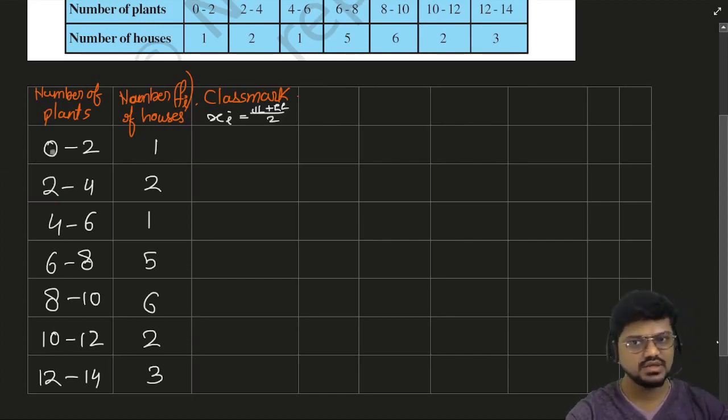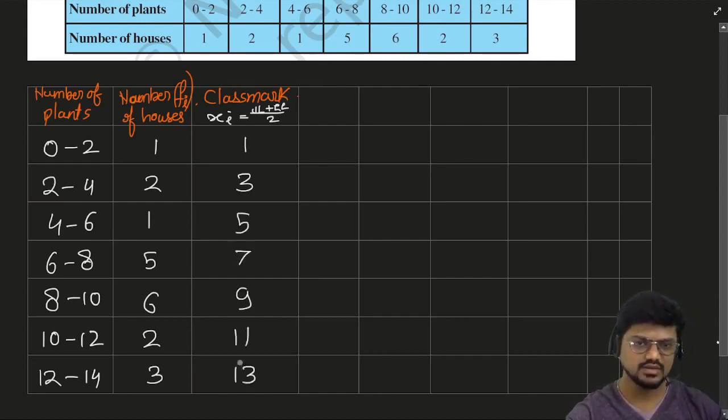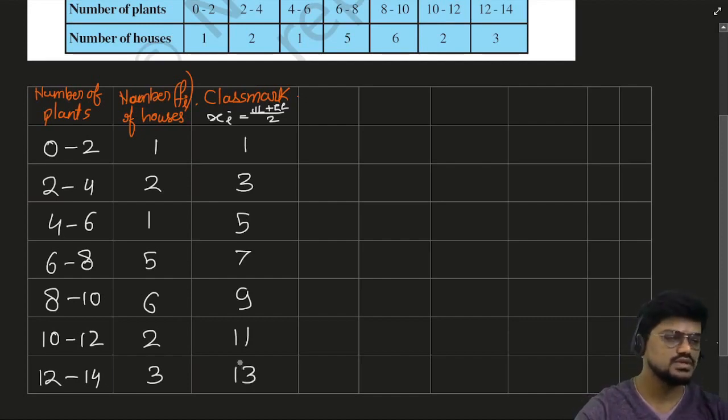So the lower limit is 0 and the upper limit is 2. So 0 plus 2 is 2 and 2 divided by 2 is 1. You get 1. 2 plus 4 is 6, 6 by 2 is 3. 4 plus 6 is 10, 10 by 2 is 5. Similarly, this will be 7, this will be 9, this will be 11, this will be 13. Got it? This is what is called the class mark.